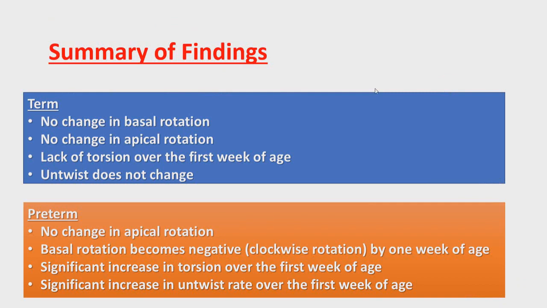So in summary, in the term babies, we see that there's no change in either the basal or the apical rotation. There's a lack of torsion over the first week of age, and their untwist doesn't change. However, in the prem babies, although there's no change in their apical rotation, their basal rotation does become more negative. It starts to move in a clockwise fashion, and this is driving a significant increase in their torsion over the first week of age and a significant increase in their untwist rate.